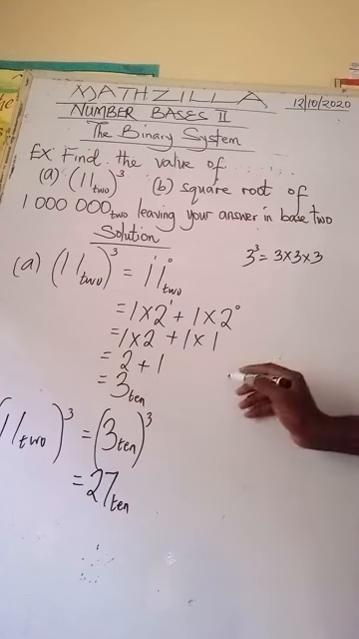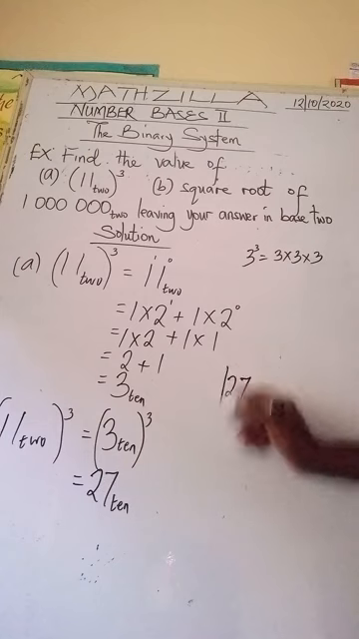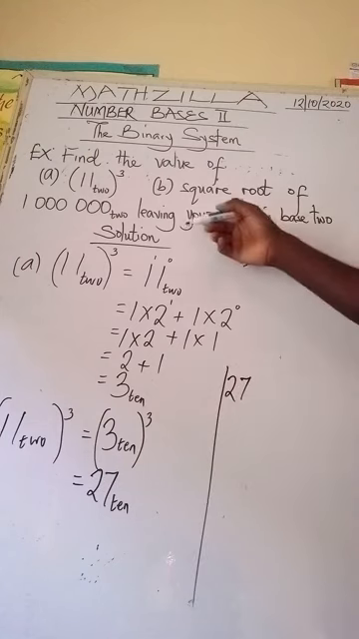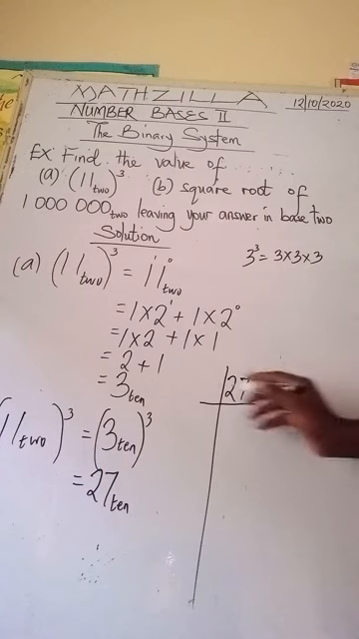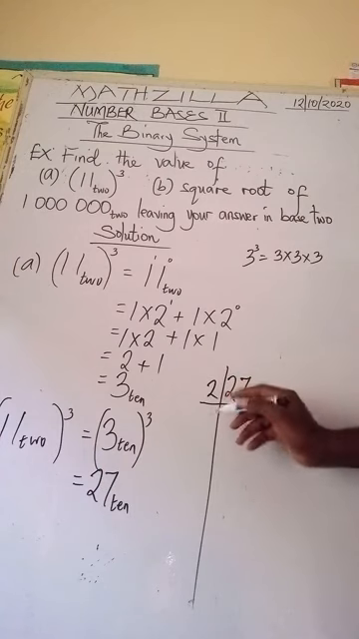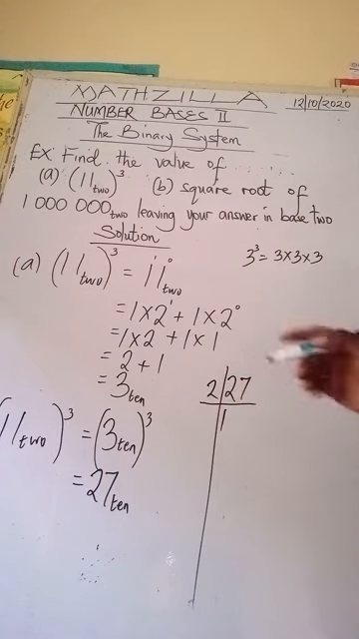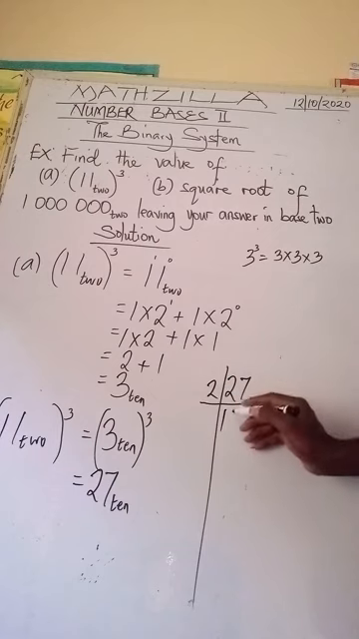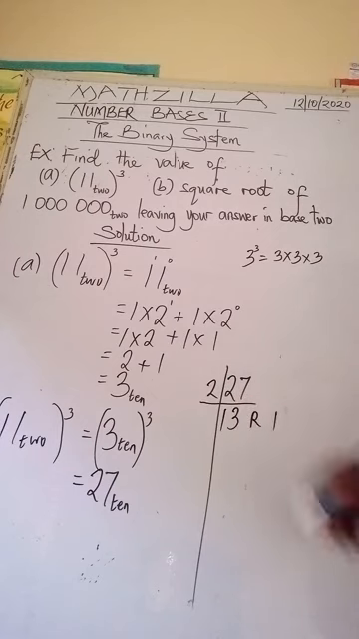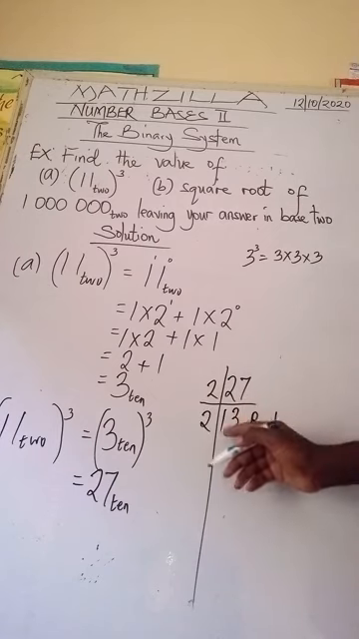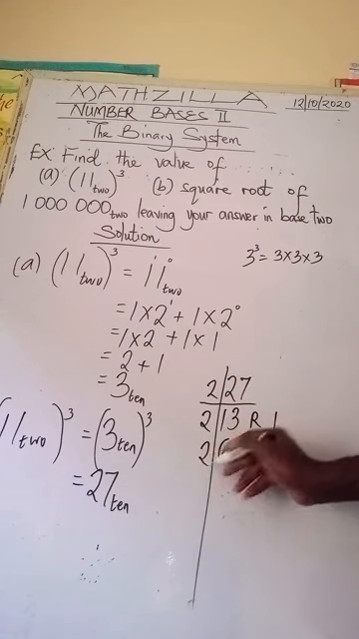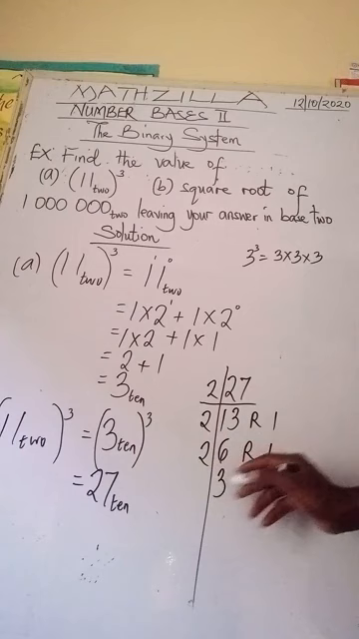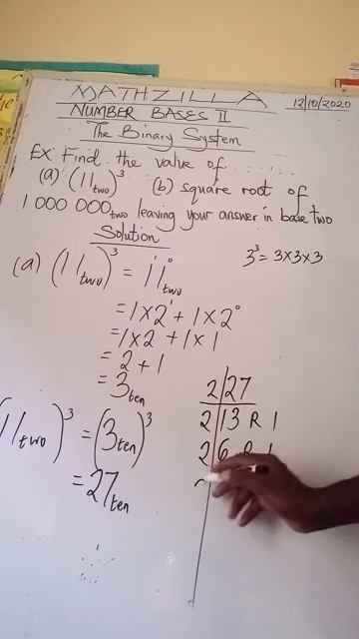So this 27, we can now take to base 2, because we are asked to leave our answer in base 2. You divide repeatedly by 2. 27 divided by 2 is 13, remainder 1. We'll take 2 again. 13 divided by 2 gives us 6, remainder 1. 2 again. 6 divided by 2 is 3, remainder 0.